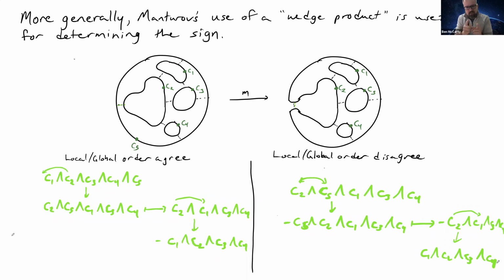We're still comparing the local and global orders ultimately, but we're using the global orders to track the signs on these edges of the qubit resolutions across the board.